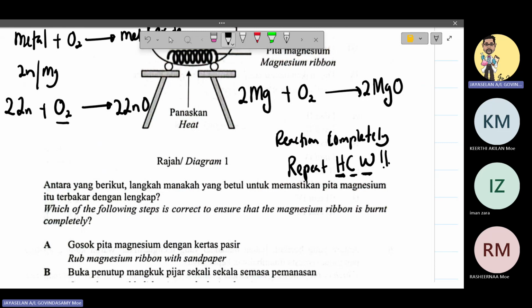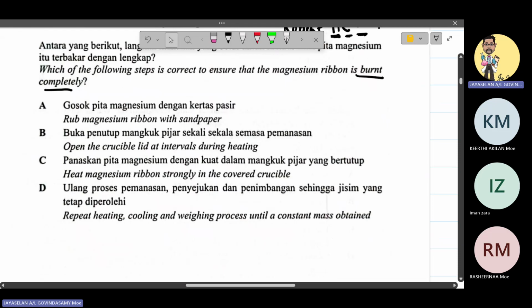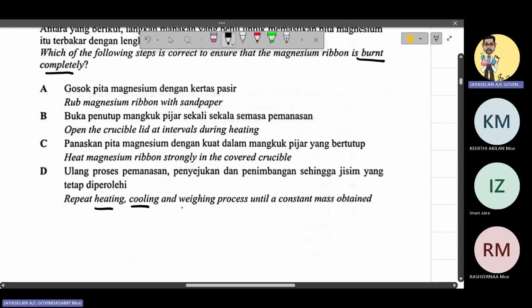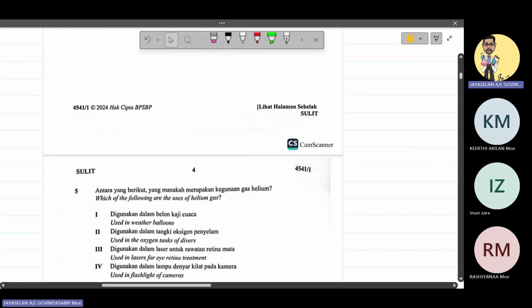Okay, so remember this one. So how is it burned completely? You just remember: repeat the HCW process until constant mass is obtained. Settle. Who has got it? One more, the last one.